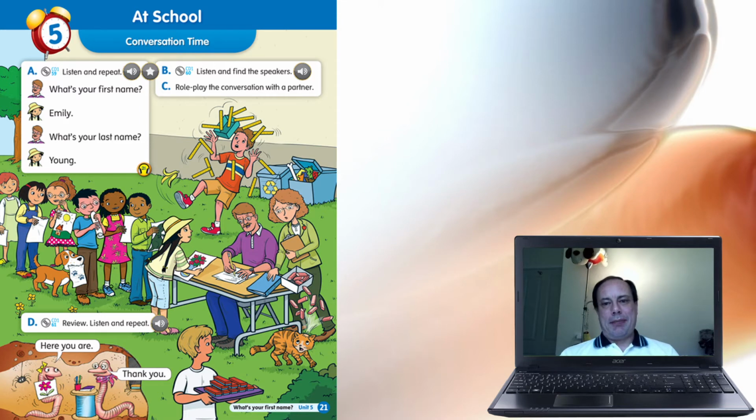All right. This is page 21 in your student book, and I want to show you where the speakers are. Yesterday I told you to listen and find the speakers. So I will play the sound again and I will show you where the speakers are. Please look at the book and listen.